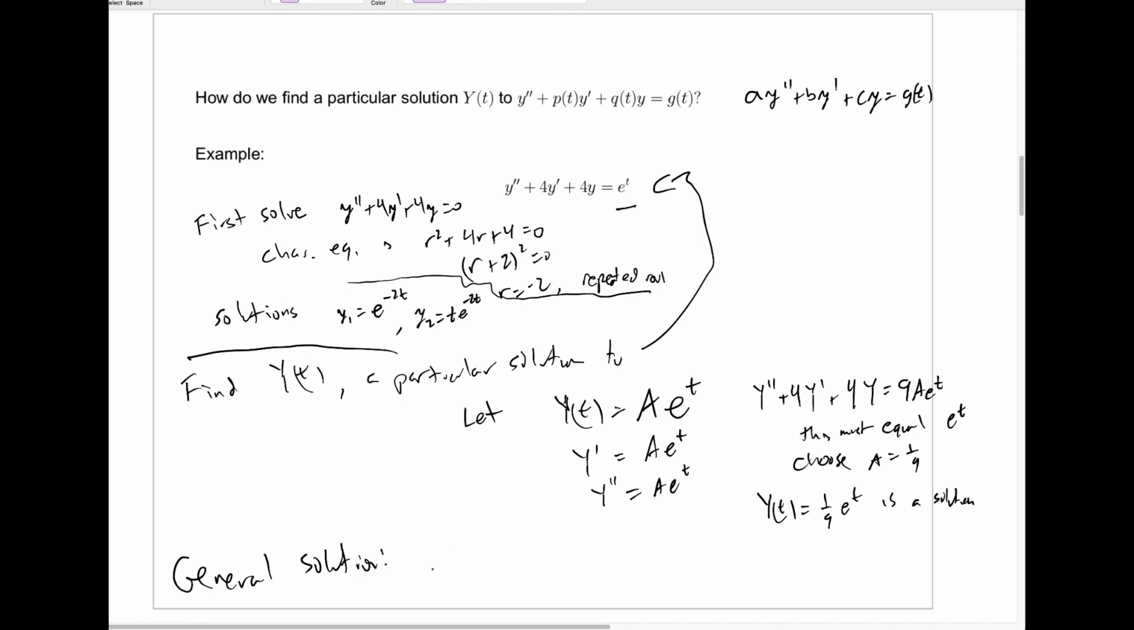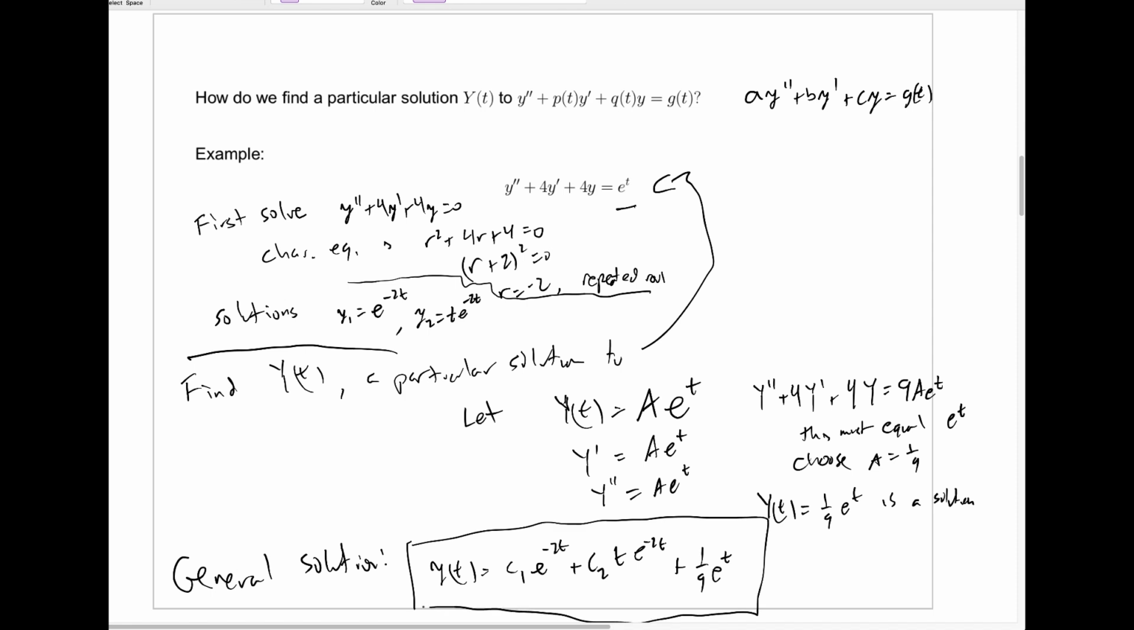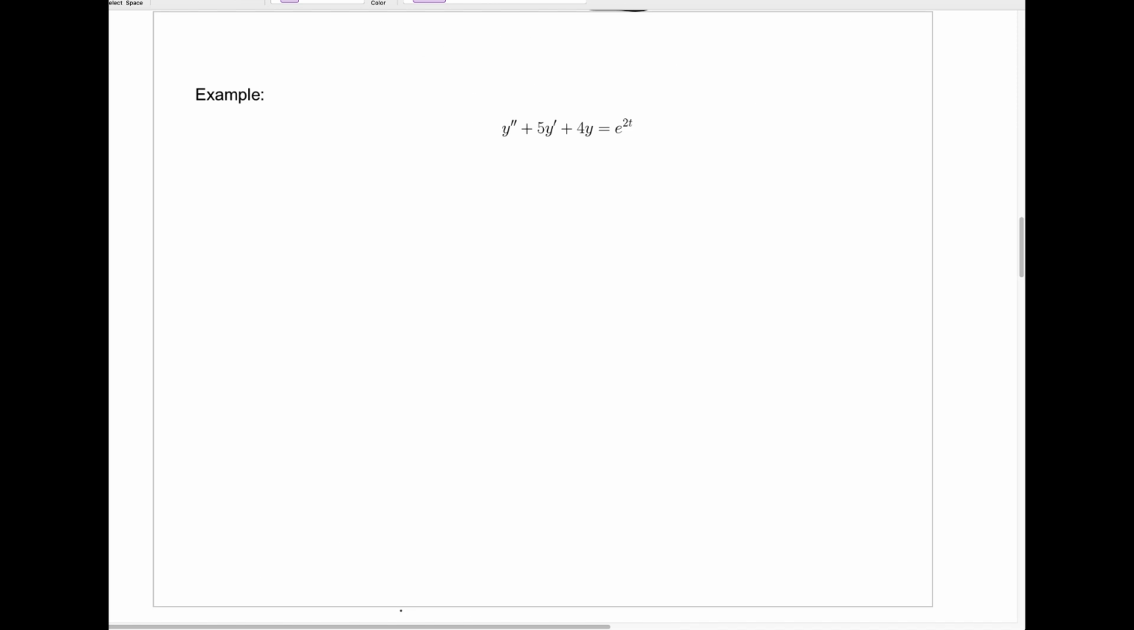Our general solution is y of t equals c1 times y1, that's e to the minus 2t, plus c2 times y2, which is t e to the minus 2t, plus our particular solution, 1/9 e to the t. And remember here, c1 and c2 can be arbitrary real numbers. So we've completely solved that differential equation. Let's try it in this case.